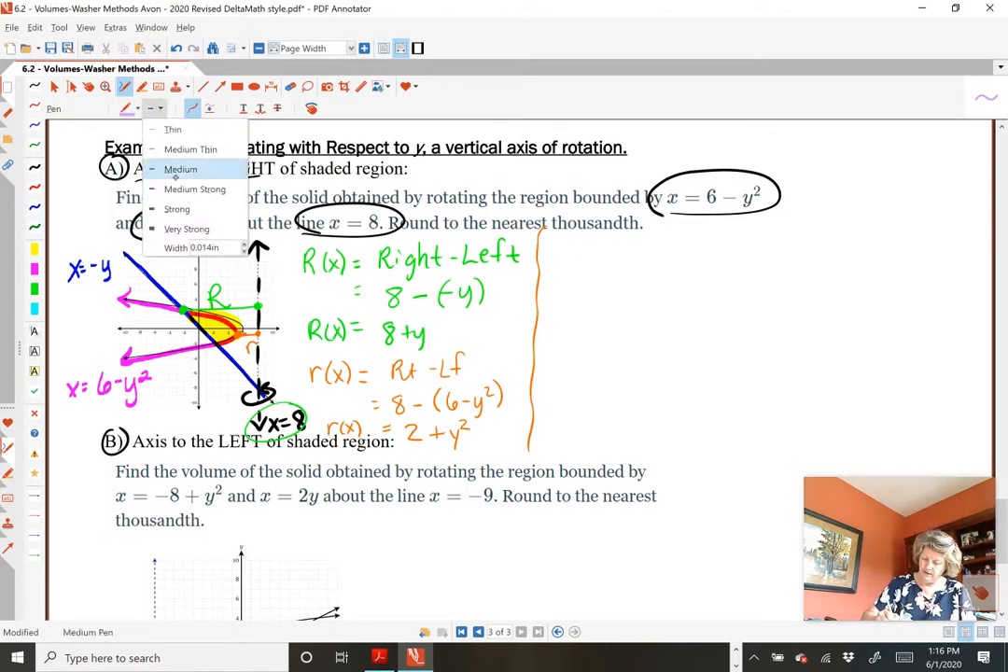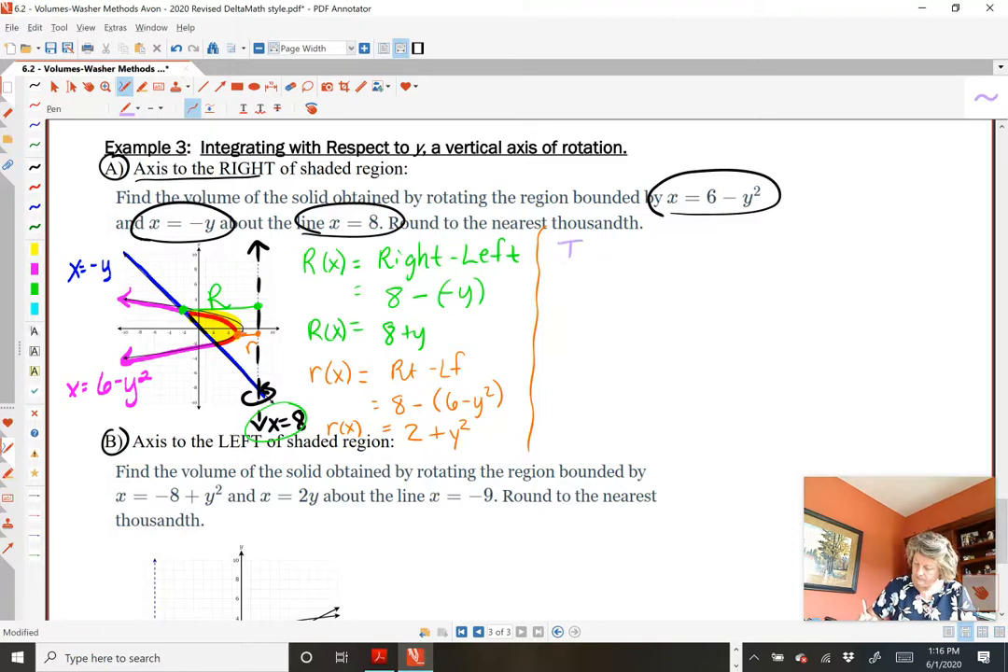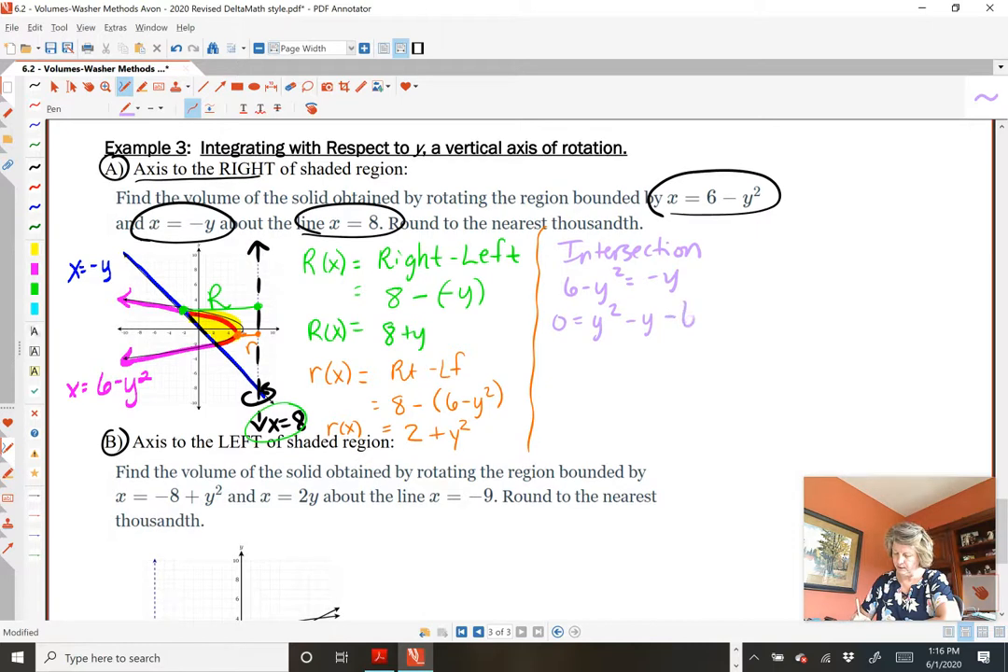So the intersection value will be where the two functions meet. 6 minus y squared equals negative y. Set the two equations equal. I want positive y squared to factor, so I'm going to add it to the other side and bring that 6 over, which would be subtraction as well.